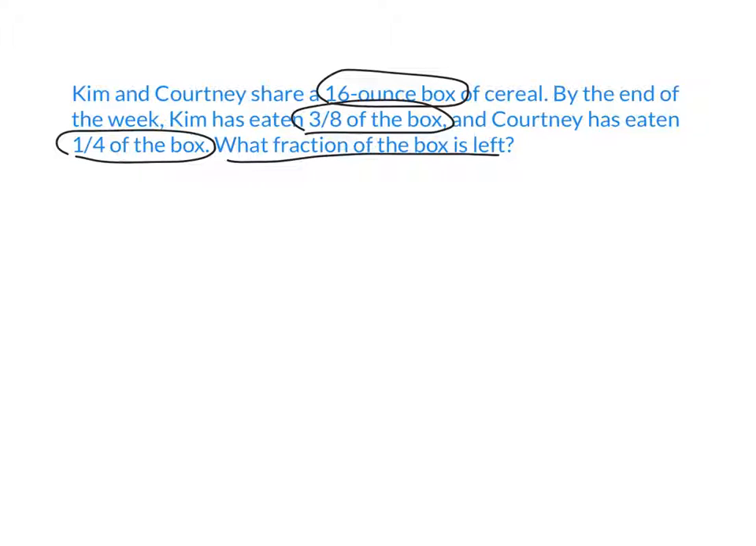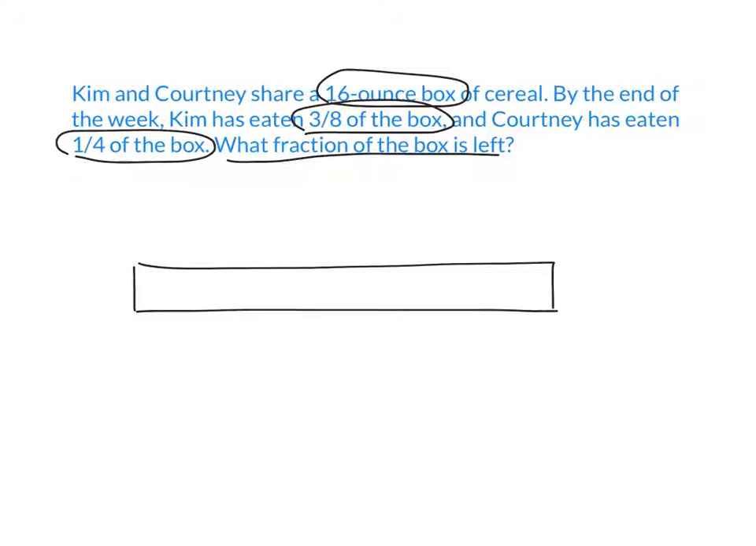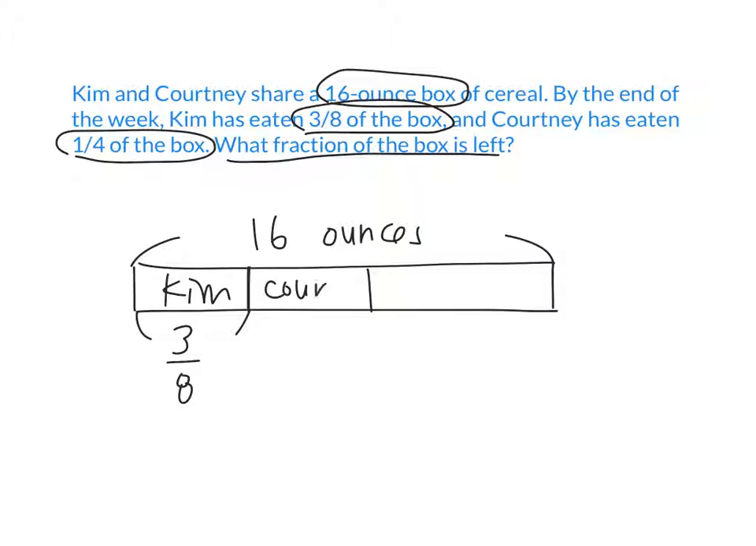Okay. So now that we've read and understood the problem, what do we need to do next? D, which is draw. Let's draw a tape diagram. So if this is the entire box of cereal, how many ounces are in the entire box of cereal? 16. Okay. Now, what fraction did Kim eat? Kim ate 3/8 of it, so we can label it and draw it like that. Courtney, I'll call her Court, ate 1/4 of it. What about this part over here? That's what's left over.